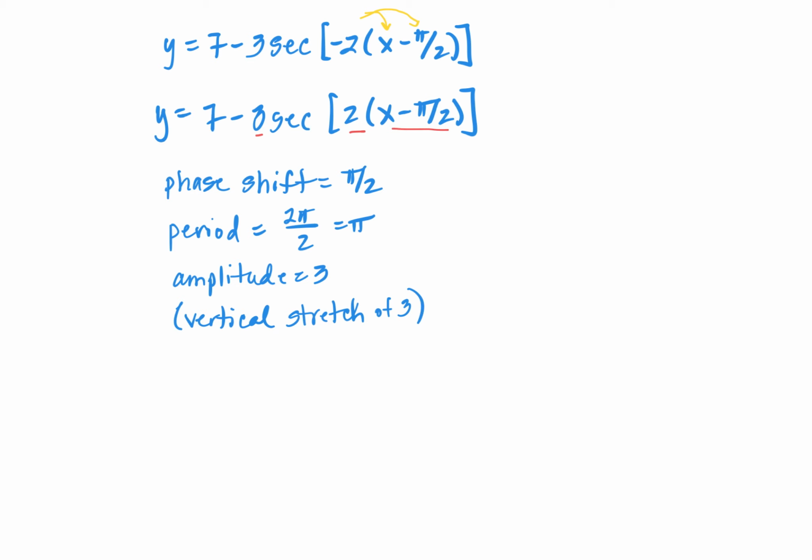So what do we have? We have that, oh, the negative in front. So this negative, remember that's going to be a reflection. So we're going to reflect across the x-axis. And then that final positive 7 in the front is going to be a shift up.